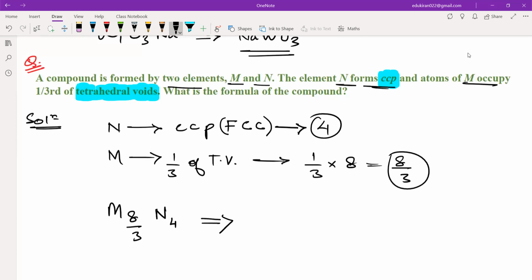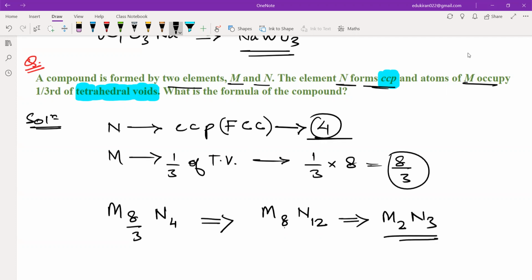So what we will do, we will simplify this. We'll get M, which is 8, and you will get N, 3 4s are 12, right? If you multiply 3 both sides, the 3 will get cancelled from the M side, and 3 will be multiplied on the N side. That will give me 8 and 12. Then you will divide this with 4 once again. You will get M2N3. So it is very simple.